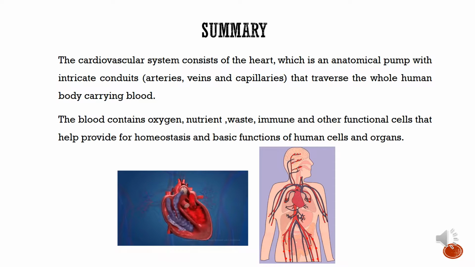In summary, the cardiovascular system consists of the heart, which is an anatomical pump, with intricate conduits such as arteries, veins, and capillaries that traverse the whole human body carrying blood. The blood contains oxygen, nutrients, waste, immune, and other functional cells that help provide homeostasis and basic functions of human cells and organs.